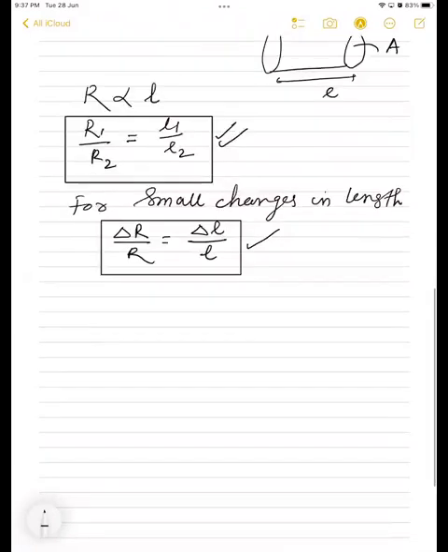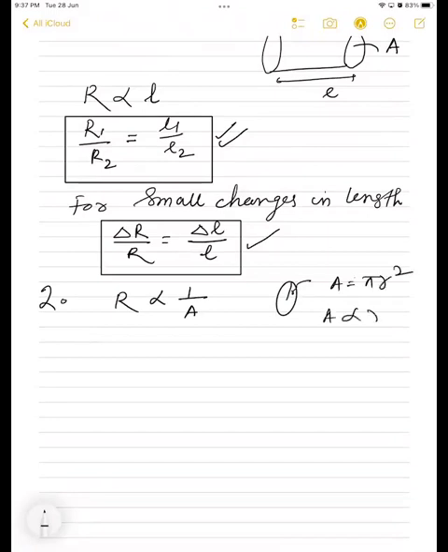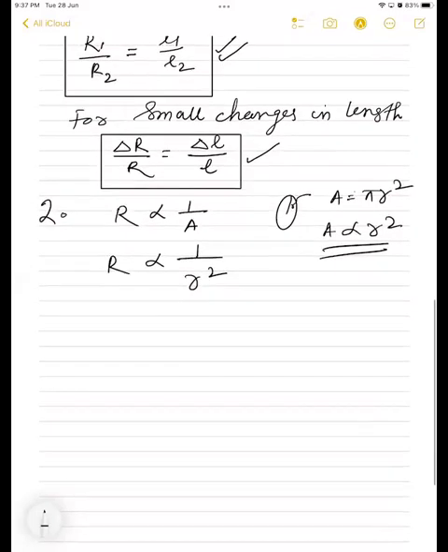Understood, students? And the second point, the resistance of a conductor is inversely proportional to area. The conductor's cross section is circular. If the radius is r, the area is equal to what, students? Pi r square. So area is proportional to radius square, and resistance is proportional to 1 by r square. If I take two conductors to compare, R1 by R2 is not A1 by A2, it is going to be A2 by A1.